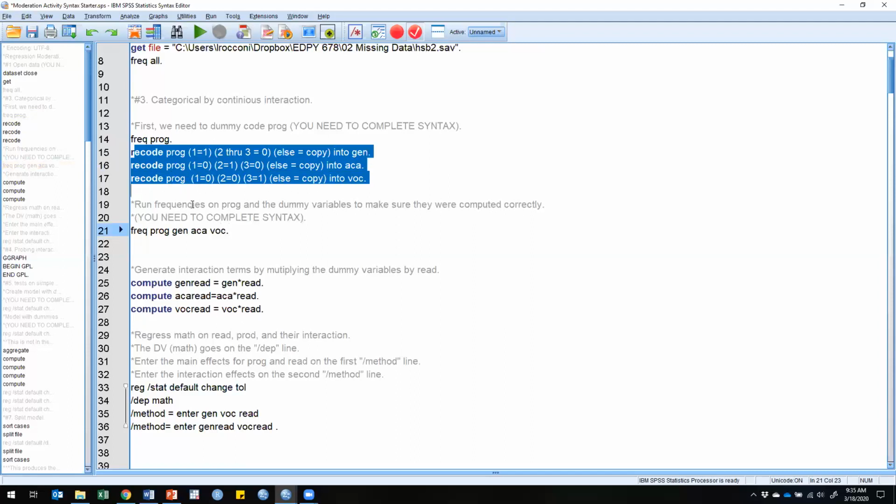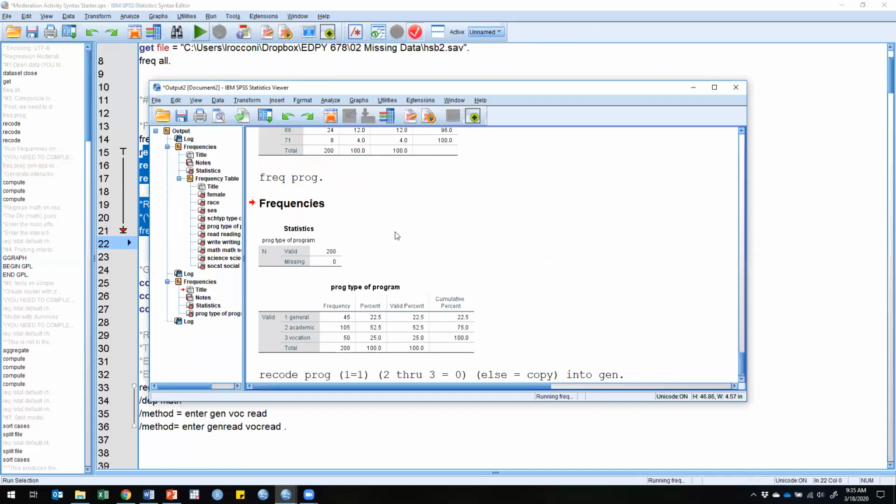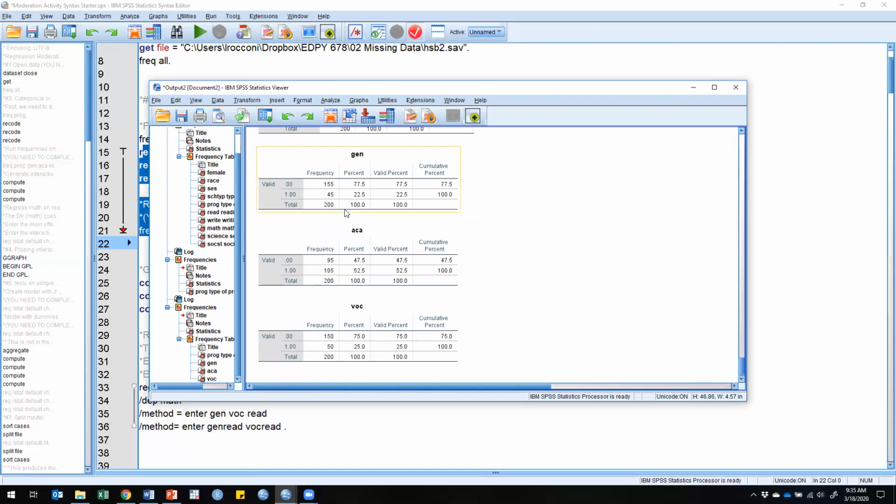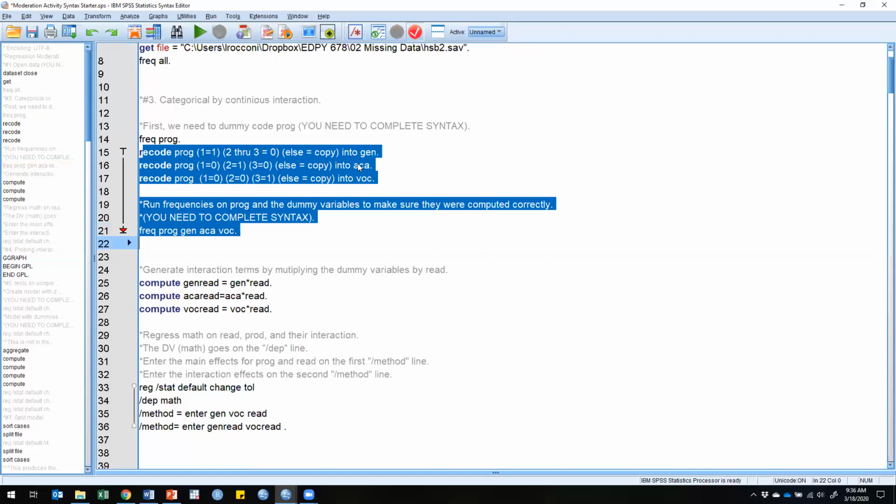So there were 45 students in the general track. There's 45 students labeled 1 for gen. 105 in the academic track, 105 in the academic track here, 50 in vocational, 50 in vocational. So our dummy coding worked. That's what we want to see.